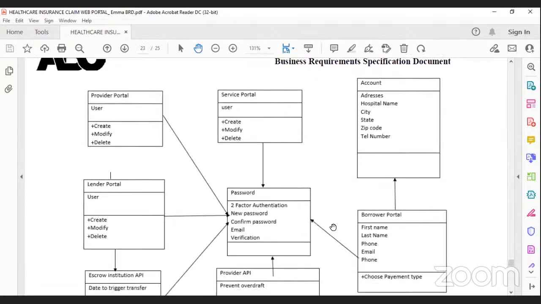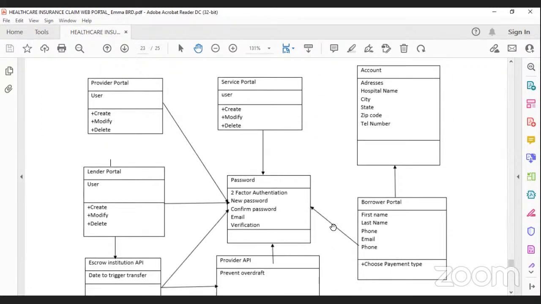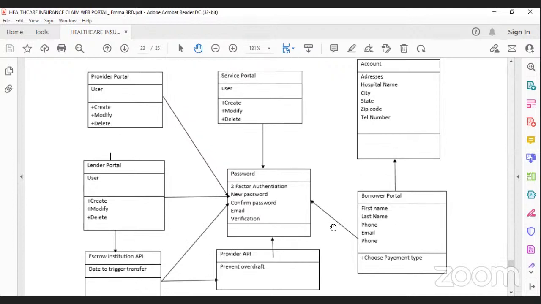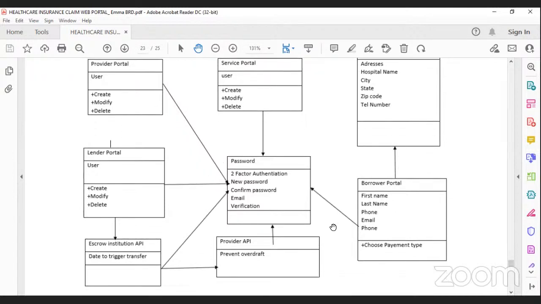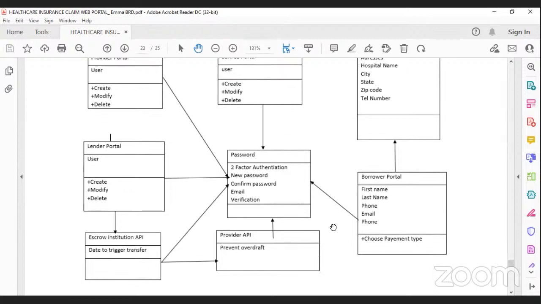Also, I came up with this back-end interactions. So on the provider portal, you are able to connect and then request for 2FA, a new password, email verification, confirming password. On the lender portal, you can equally do that. Escrow institution can equally also request for 2FA password change and all that. Servicer portal can do that. Even though it's not exhausting the connections, I think the borrower portal should also have access to that.